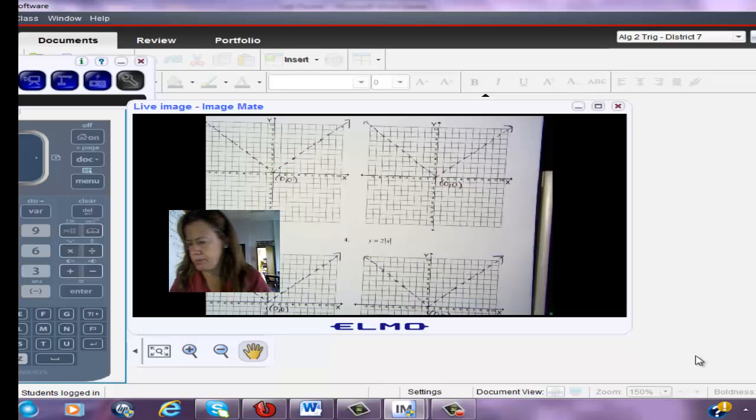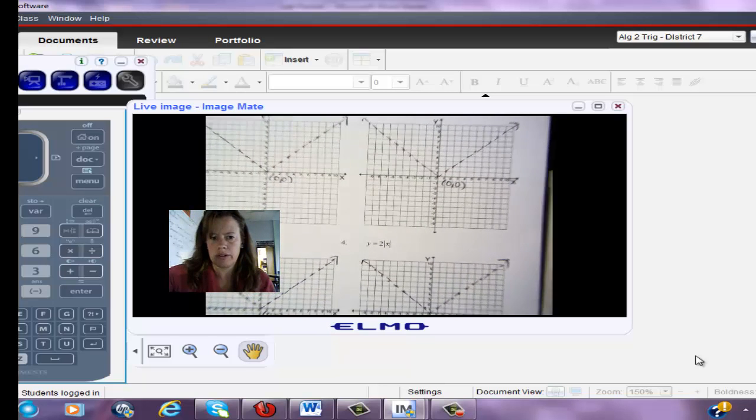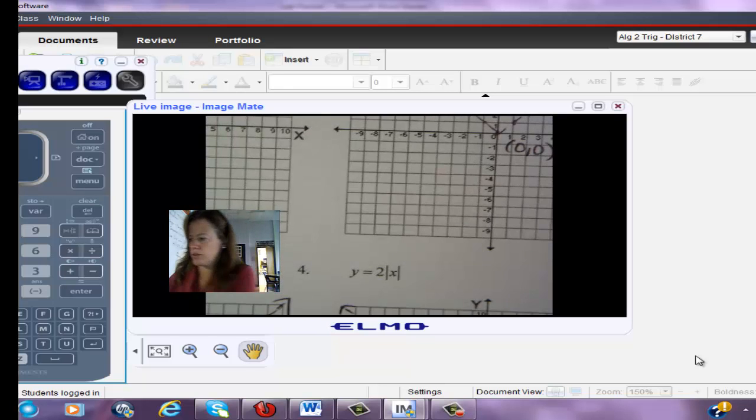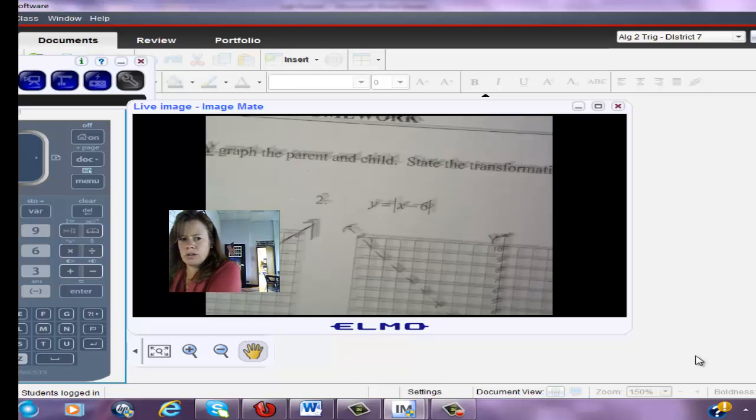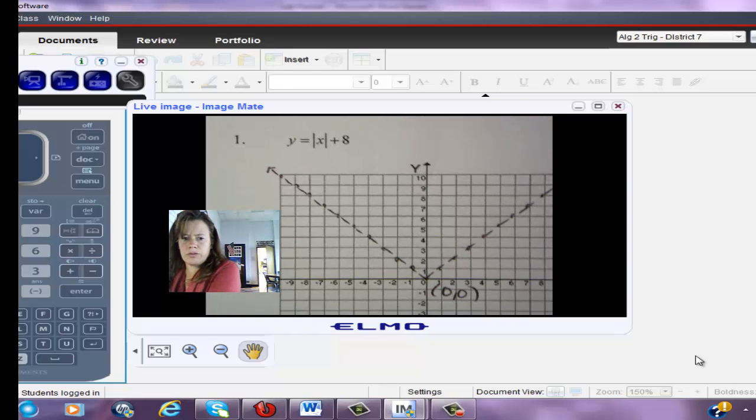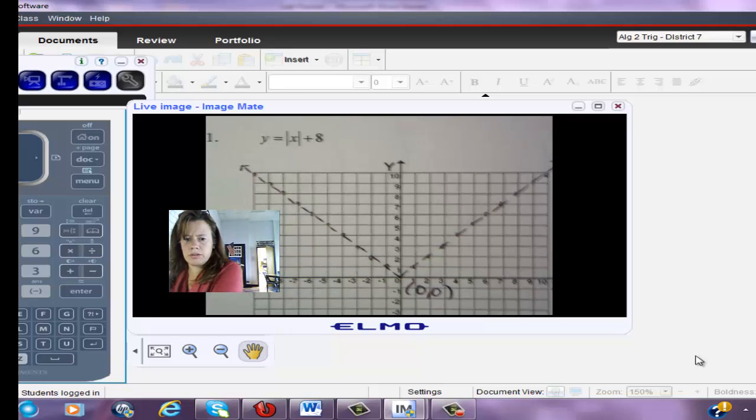There are 4 parent absolute value graphs with the anchor point 0, 0. So the next thing we'll do is take them one at a time and see the effects of different transformations on them. So starting with the absolute value of x plus 8, number 1.